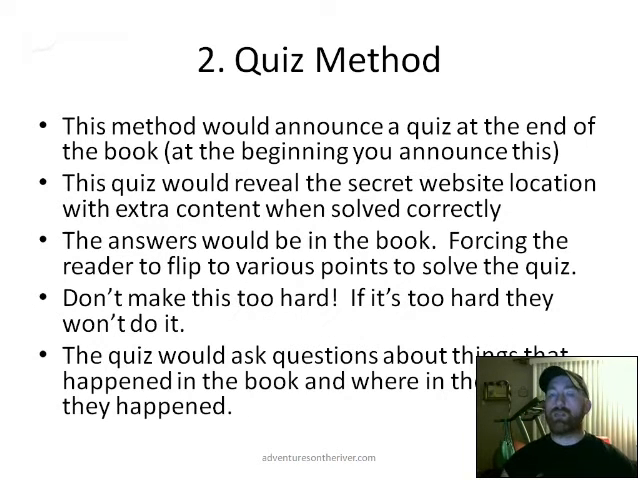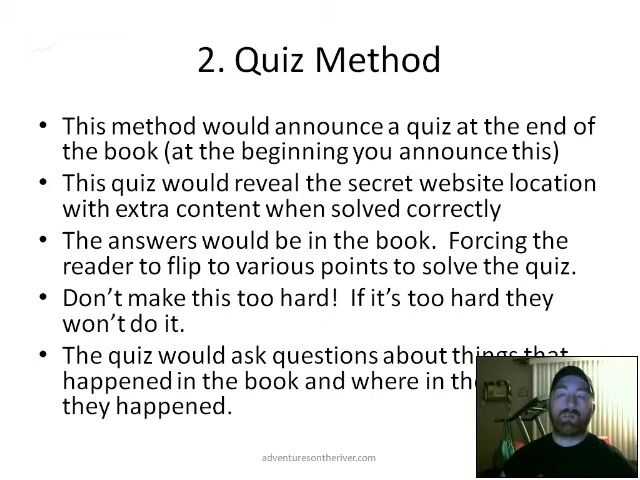Number 2, quiz method. The quiz method is a little bit like the code method. In this method, you're basically going to announce a quiz at the end of the book. You're going to announce this at the beginning of the book. You're going to say, hey, thanks for picking up this book. As an extra special bonus, I want you to know there's secret content on a website, but the website is hidden. And there's a quiz at the end of this book. If you answer all the questions correctly, you're going to be able to decipher the secret location of this content. There's a whole other ebook in there waiting on you.